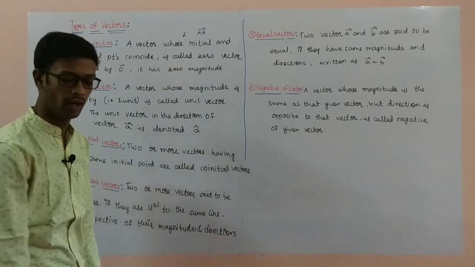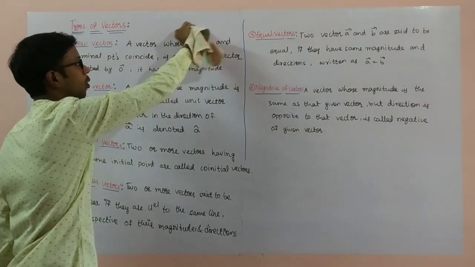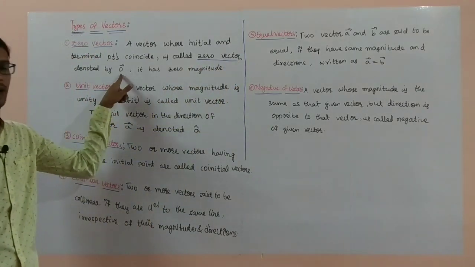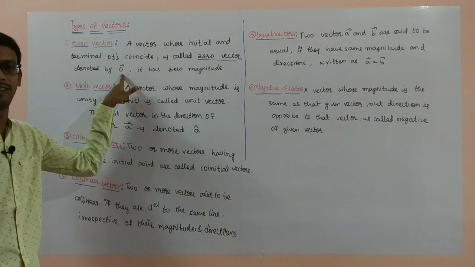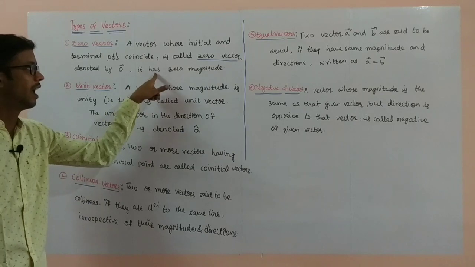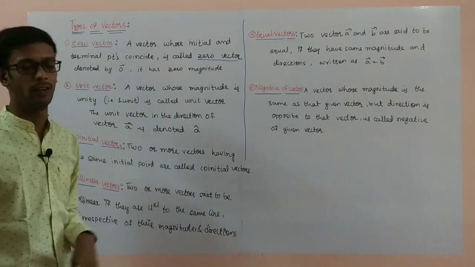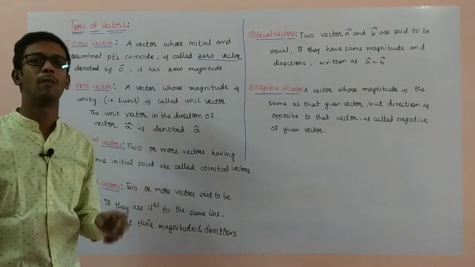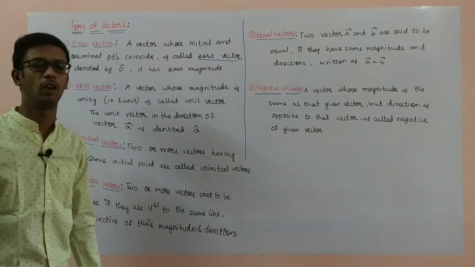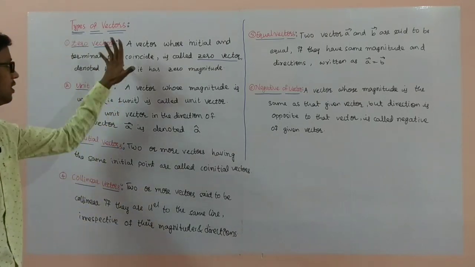A zero vector is one whose initial and terminal points are the same or coincide, and it is denoted by zero bar. Bar means it is a vector; if the bar is removed, that is a scalar. It has zero magnitude. One more way to write this definition: a vector having magnitude 0 is called a zero vector. Otherwise, initial and terminal points being the same, this is a zero vector.